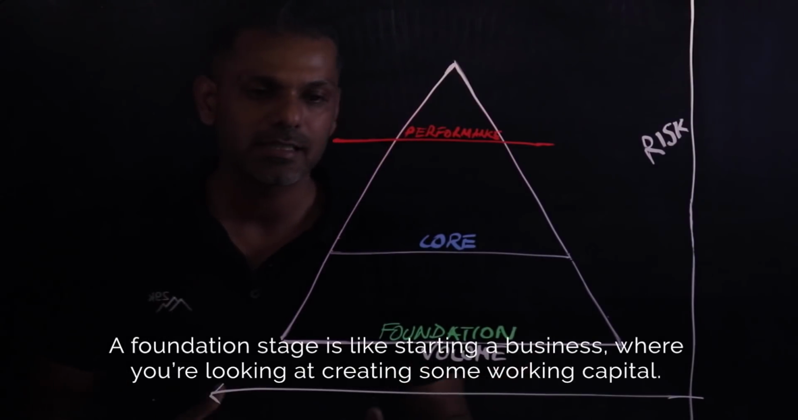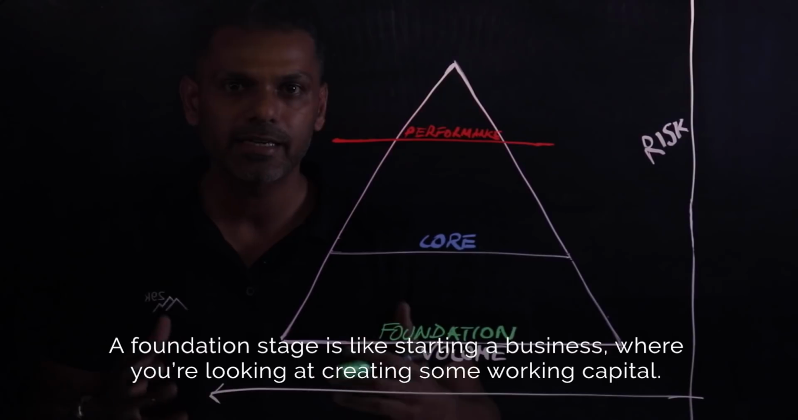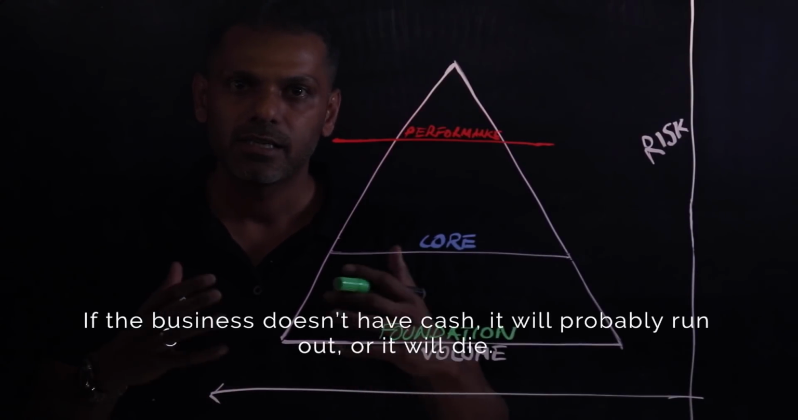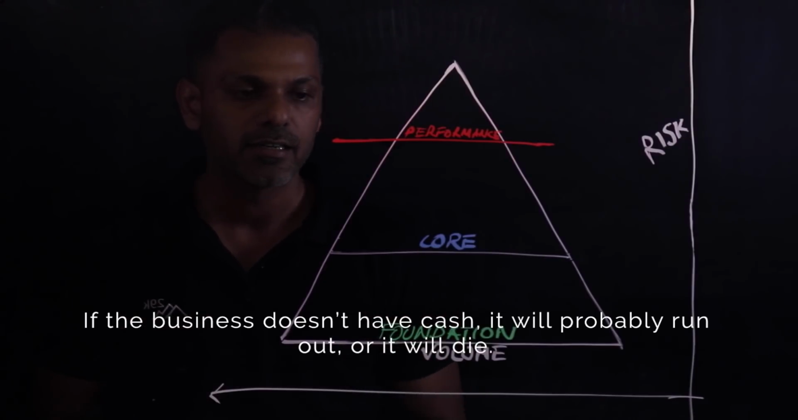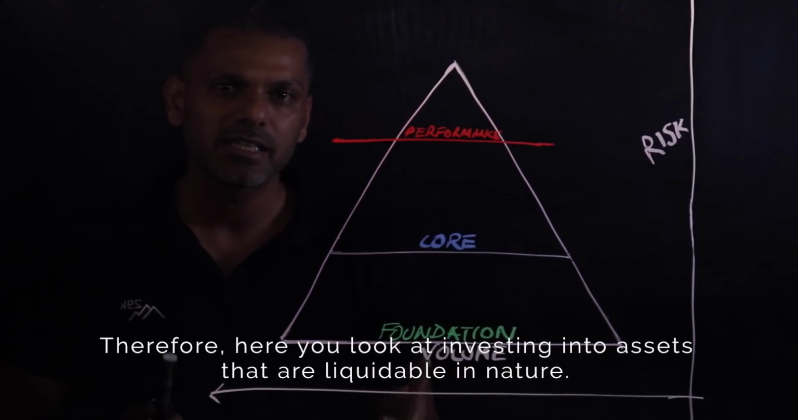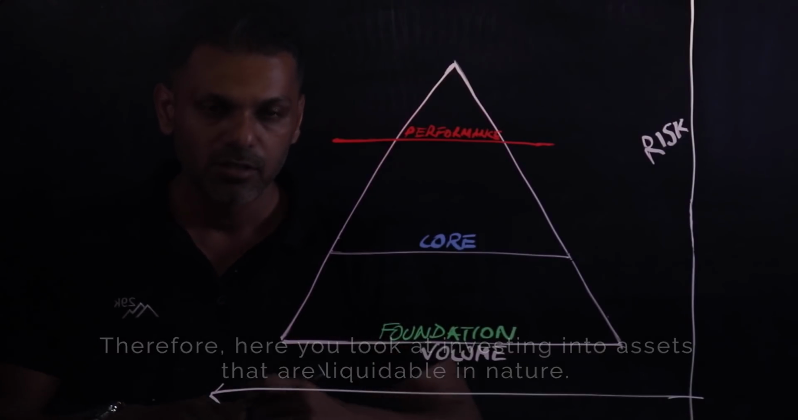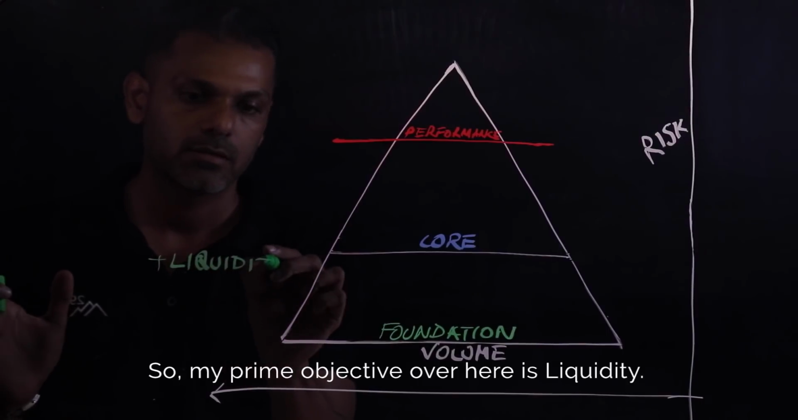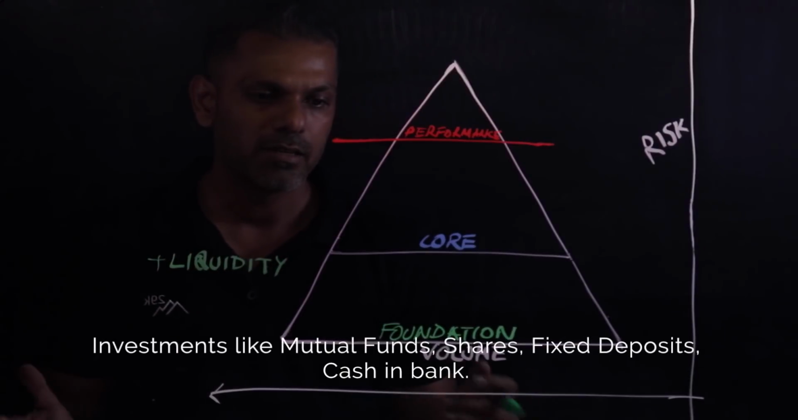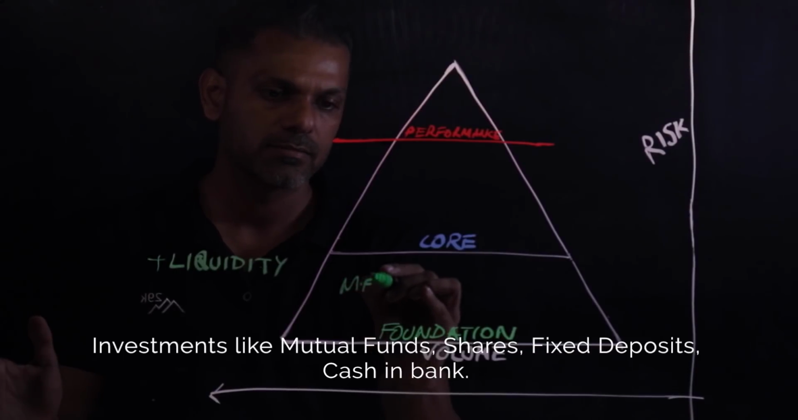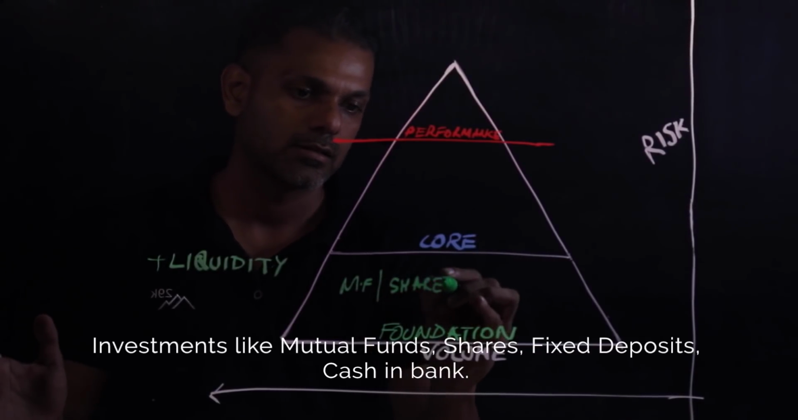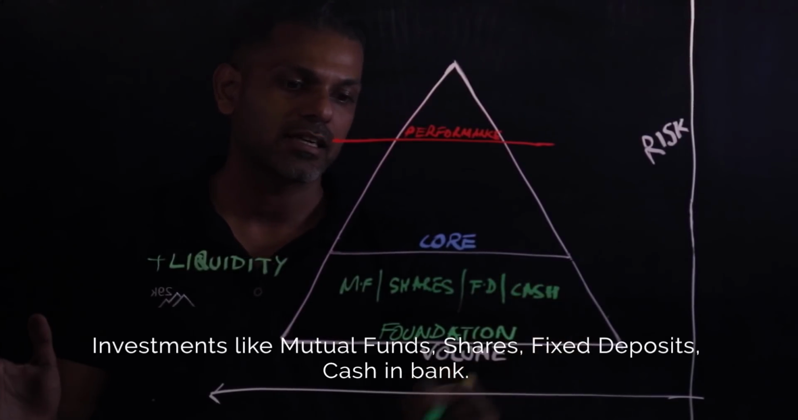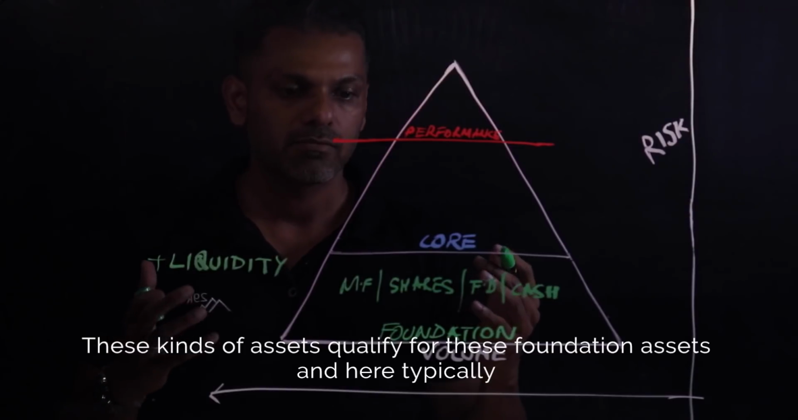A foundation stage is like starting a business where you're looking at creating some working capital. If the business doesn't have cash, it will probably run out or it will die. Therefore, here you look at investing into assets that are liquidable in nature. So my prime objective over here is liquidity. Investments like mutual funds, shares, fixed deposits, cash in bank, these kind of assets qualify for these foundation assets.